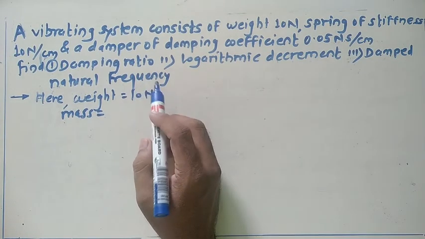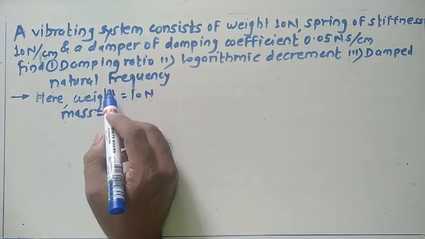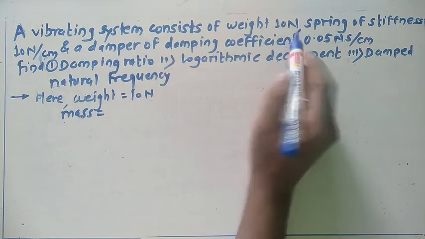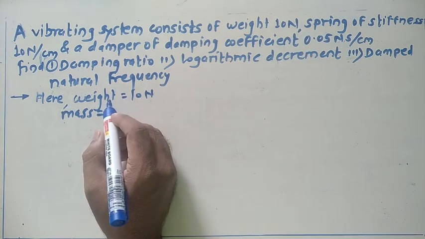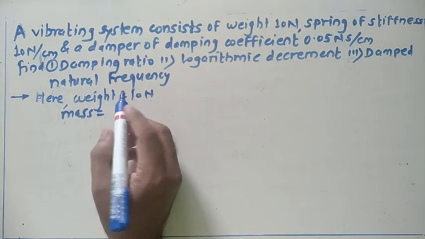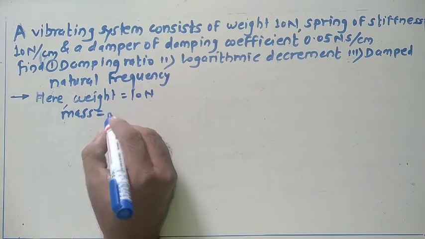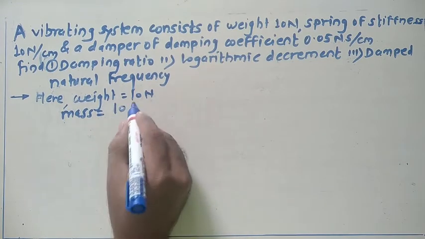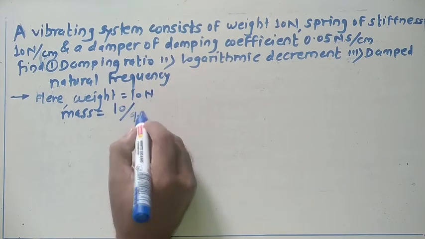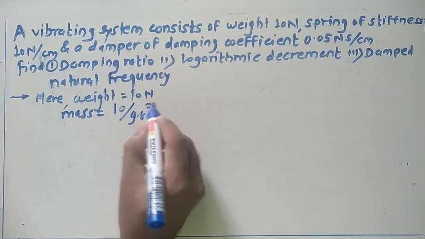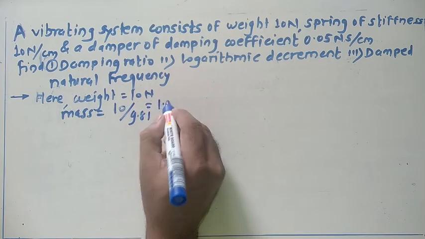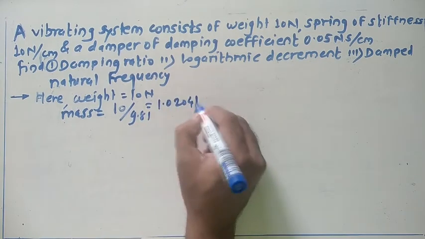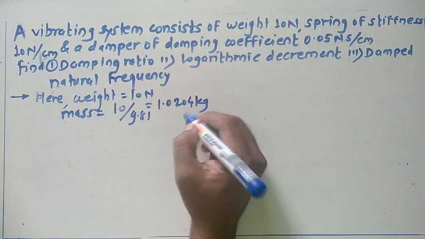So in this case, see what is the given data. Here the weight is given as 10 Newton. So we know the relation between the weight and mass, W equals mg. From that we can get the value for the mass, 10 divided by 9.81, so we can get the value as 1.204 kilogram. Okay, so we get the mass in terms of kilogram.